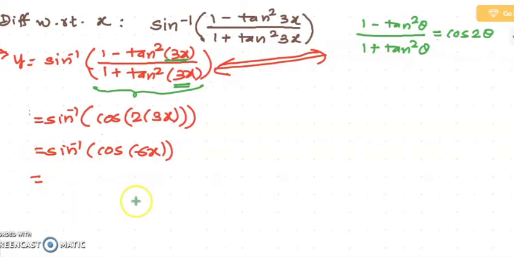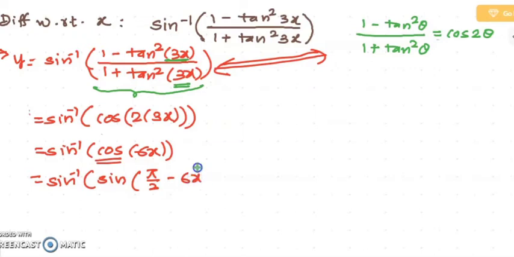Sine inverse of cos of 6x is a little bit odd looking expression. What I need is sine inverse of sine of something. So if I want that cos of 6x changed into sine of something, what is that equal to? Sine of pi by 2 minus theta, in this case 6x. Sine of pi by 2 minus 6x is cos 6x.